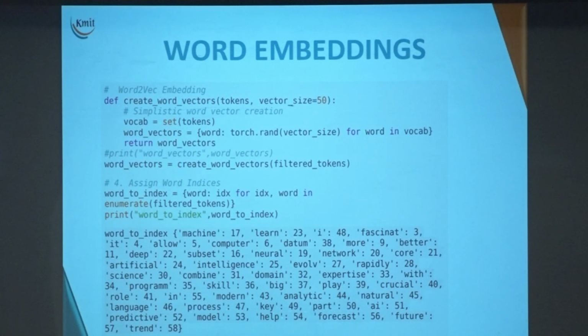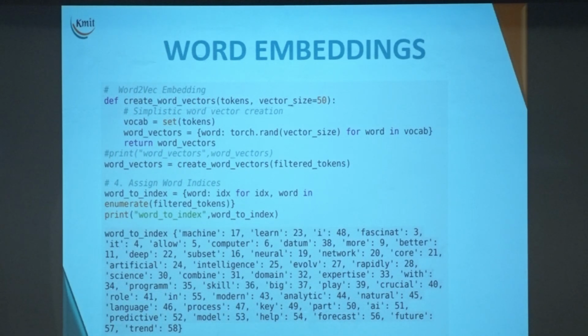Clear enough? So here I am choosing the vector size as 50. Now I am using simplistic word vector creation. There I am using a method called set. What does set do? It creates unique words for us. That means any repetitions present in those tokens will be discarded. Only unique tokens will be retained. So the set method will refine your tokens to unique tokens and then give them back in a list called vocab.